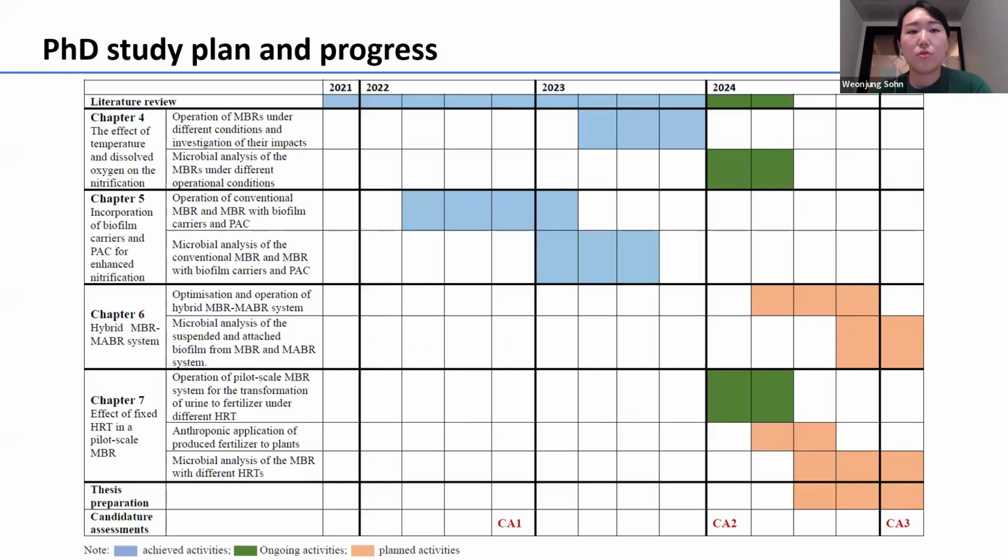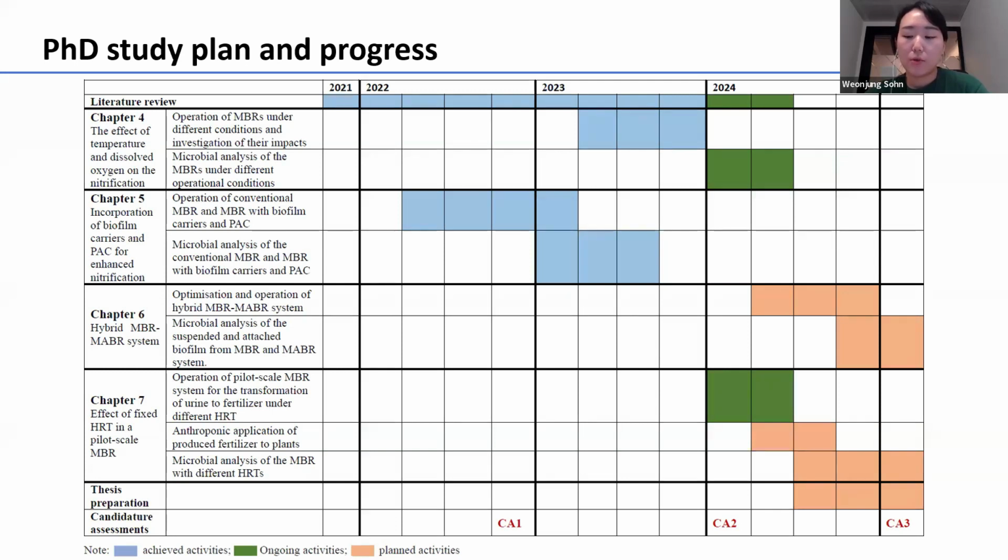And this chart is showing my whole PhD study plans and progress. So firstly, for the Chapter 4 study, the experiment of operating the MBR has been completed, but microbial analysis is remaining at the moment. And for Chapter 5, the experiment has finished and I published 2 papers. And for the Chapter 6 study, the experiment will be started in the near future after careful planning.